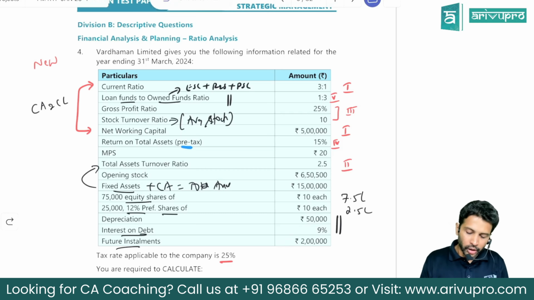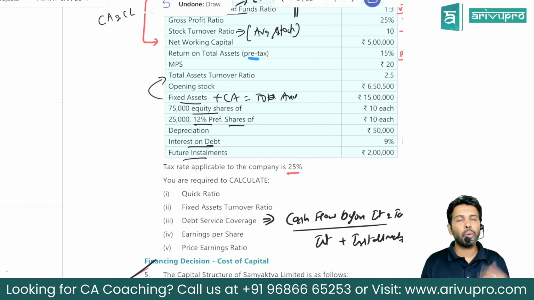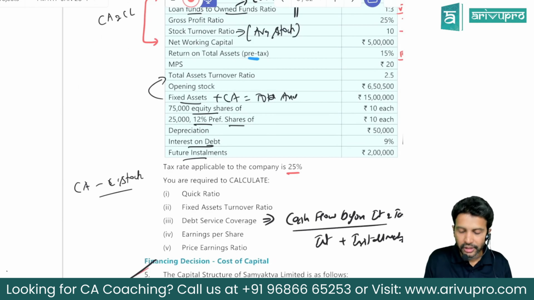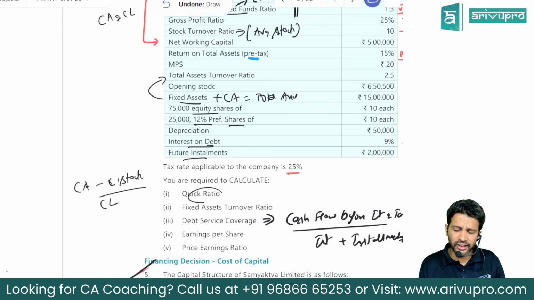Done. Now they're asking quick ratio. How do you get quick ratio? Quick assets divided by current liability. And how do you get quick assets? Current assets minus average stock, or closing stock, divided by current liability. So again, if you know current asset, current liability and stock, easily you can find out quick ratio. Fixed asset turnover ratio, pretty straightforward. Debt service coverage ratio, we have the formula.